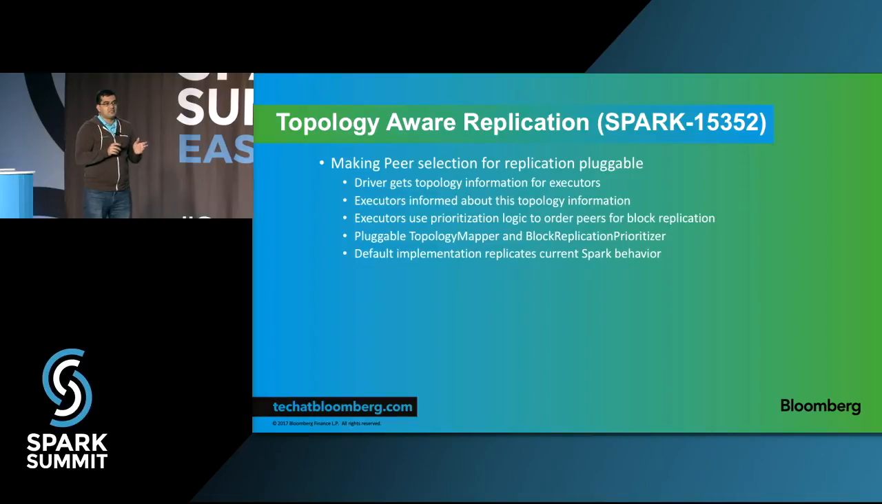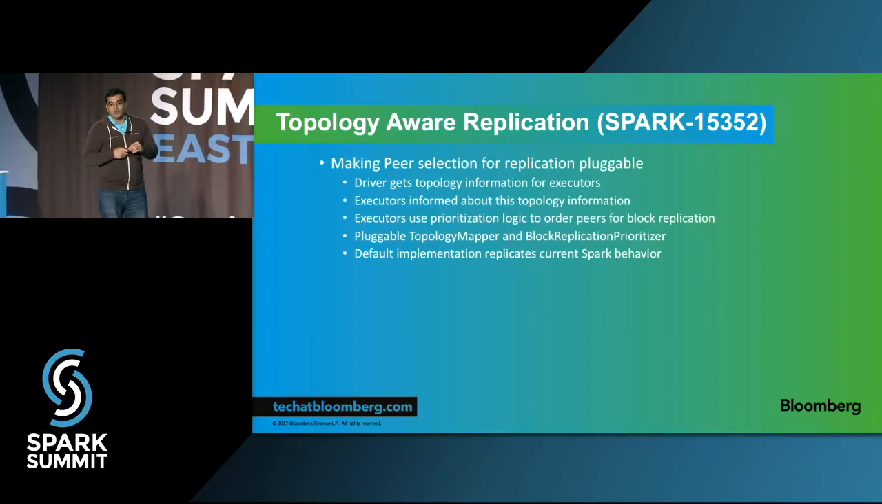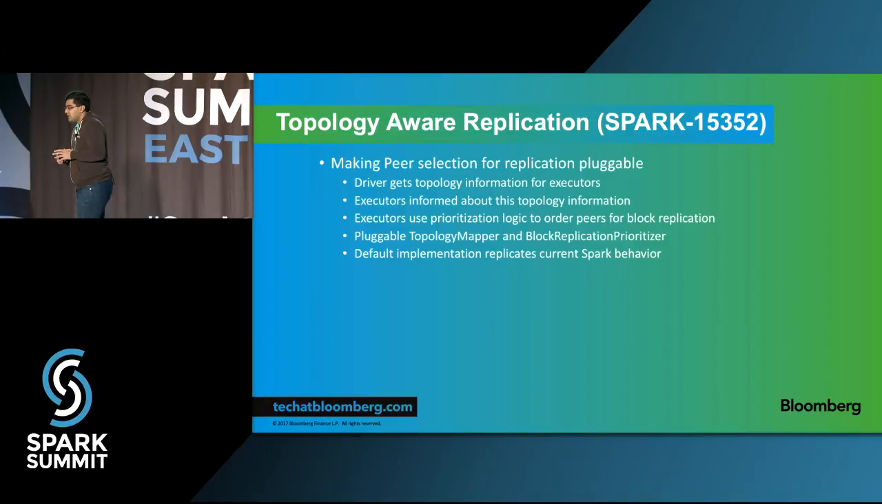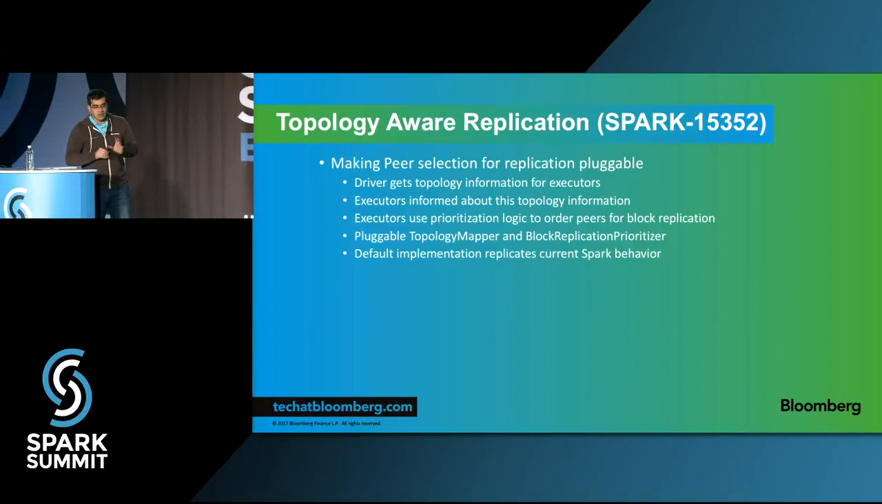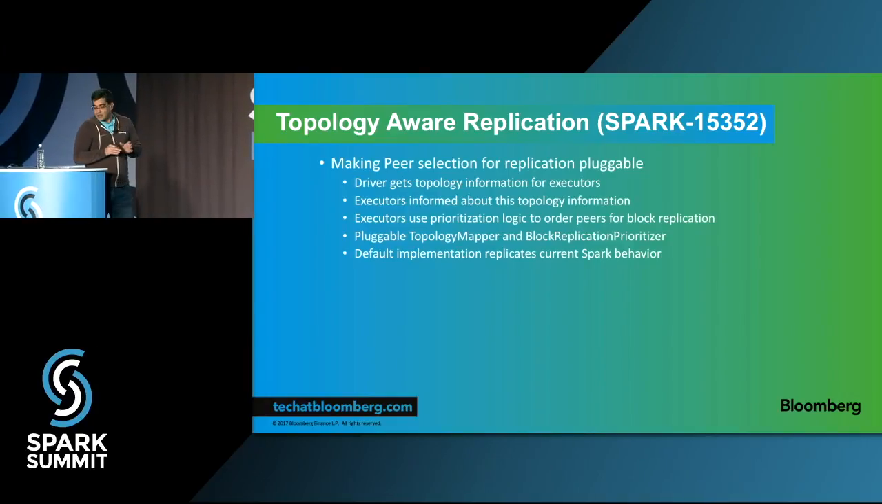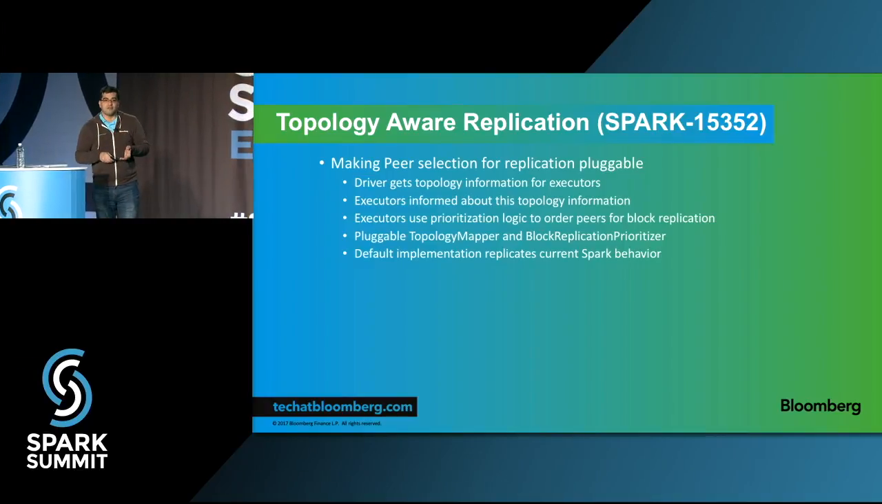To answer some of these challenges, we started working on a few JIRAs. This one, for example, Spark 15352. This is an umbrella JIRA, and as a part of this, we made peer selection pluggable. And the default implementation just replicates what we have in Spark right now, which is choose a random peer.